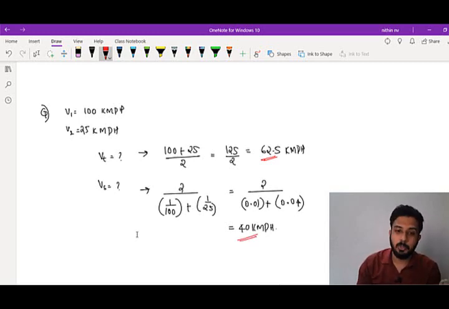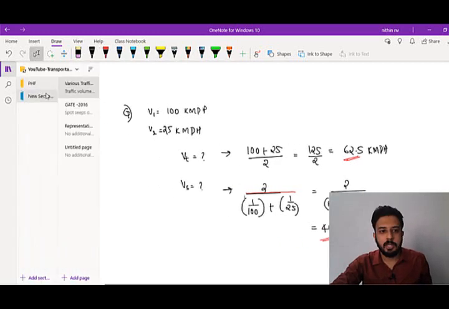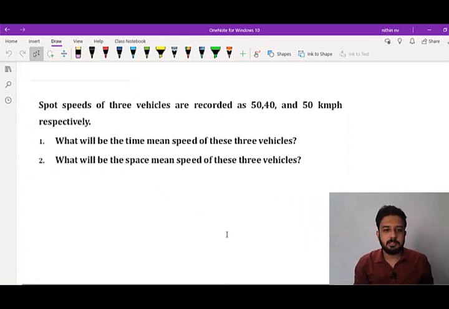There is a high chance that you may make a mistake while calculating Vs if so many speed values are given. So in case you are getting some value which is more than Vt, you can at least understand that you have made a mistake. Okay. So I am giving another question which you can practice. Just calculate these values also.